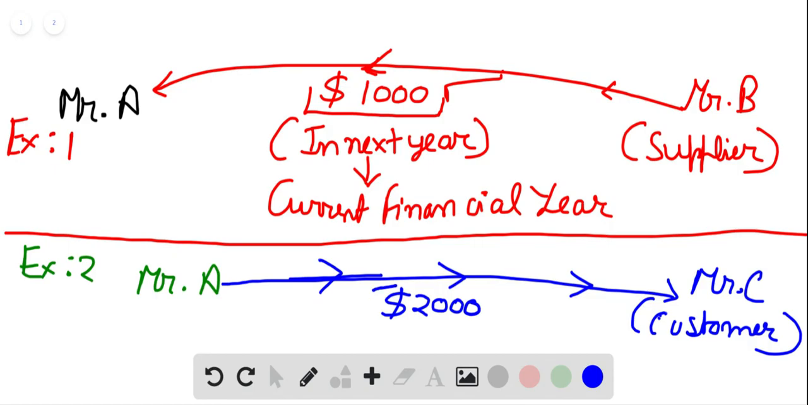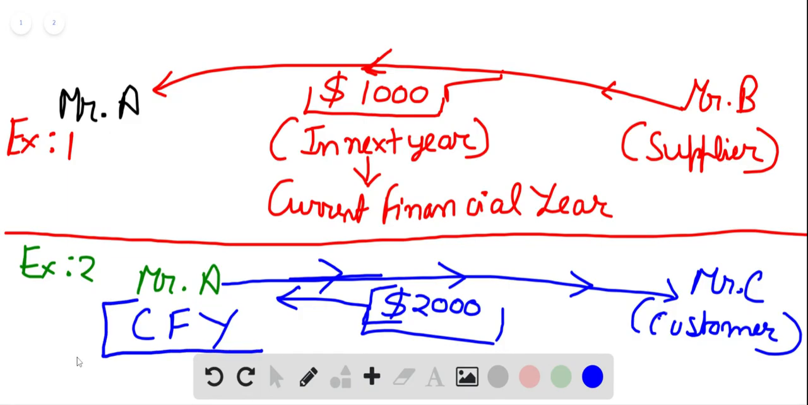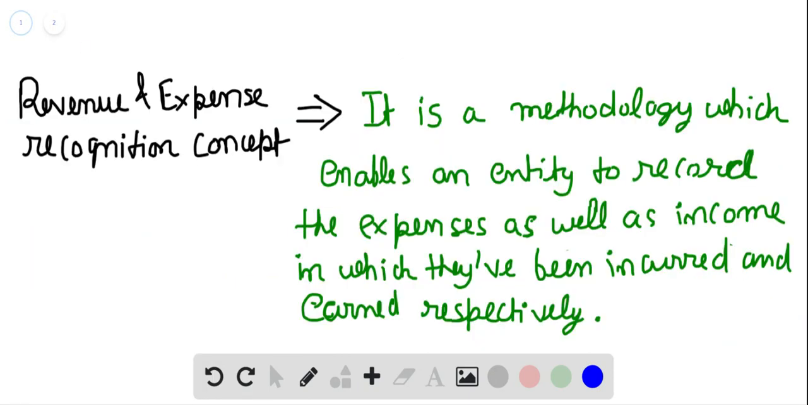So Mr. A asked his accountant when this $2,000 will be recognized as income. So his accountant said, sir, as per the revenue recognition and expense recognition concept, we will recognize this $2,000 as income in the current financial year, irrespective of receiving this $2,000 in the subsequent year. Even if this $2,000 will be realized in the next financial year, we will consider it as income in the current financial year. Okay, so that is what our revenue recognition concept says.